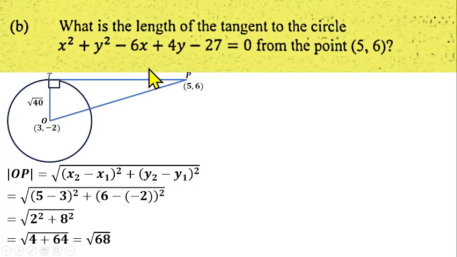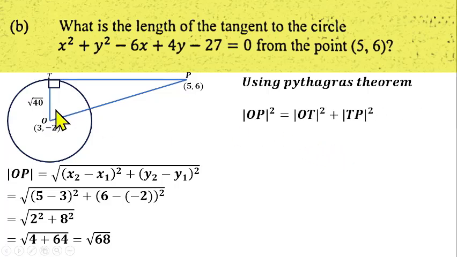So we can now use Pythagoras theorem to find the length of the tangent TP. Using Pythagoras theorem, OP squared, which is the hypotenuse squared, equals OT squared plus TP squared. Our OP is root 68. So we have root 68 squared equals our OT, root 40 squared, plus TP squared, which is the length of the tangent we are looking for.